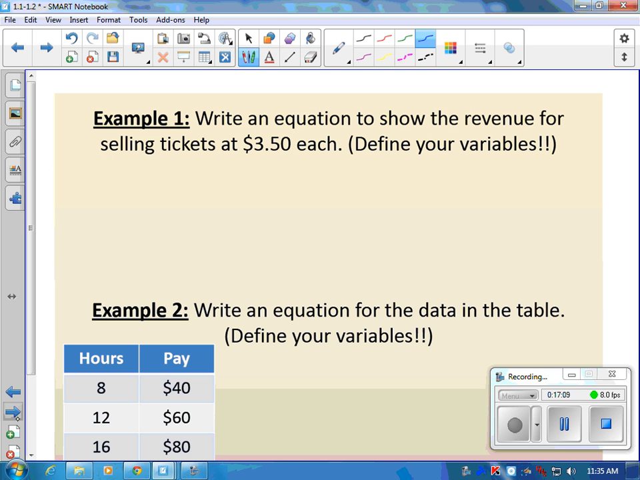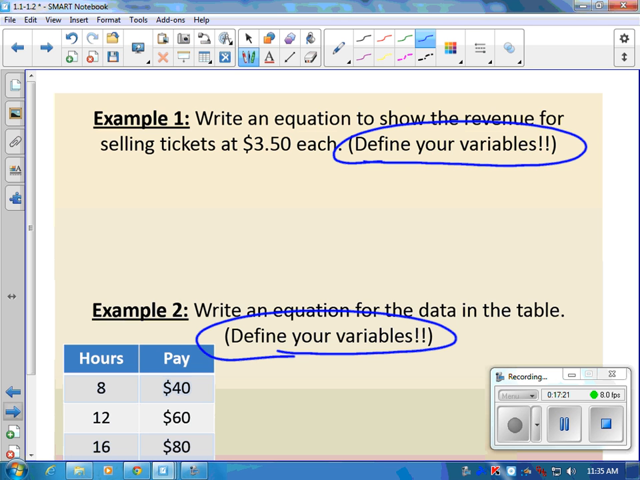Now let's look at these problems. And I picked these problems because they are very, very similar to the ones in your book. So, if you had me last year, you know how important it is to me for you to define your variables. Tell me what they mean. If you want to use x and y every time, use x and y every time. If you want to pick random letters, pick random letters. I picked letters that kind of made sense for the problems.